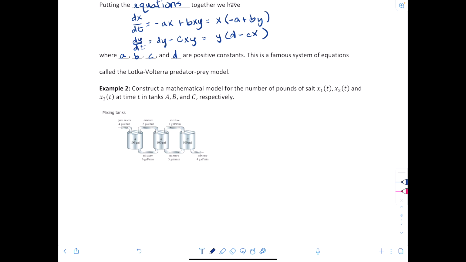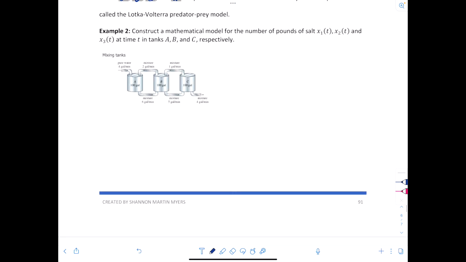When you look at B, it's got that mixture leaving at 2 gallons per minute, another mixture leaving at 5 gallons per minute, and then something from C coming in at 1 gallon per minute. And then lastly, for C, you've got a mixture leaving at 1 gallon per minute, a mixture coming in at 5 gallons per minute, and a mixture leaving at 4 gallons per minute. So let's take a look at what we have going on here.